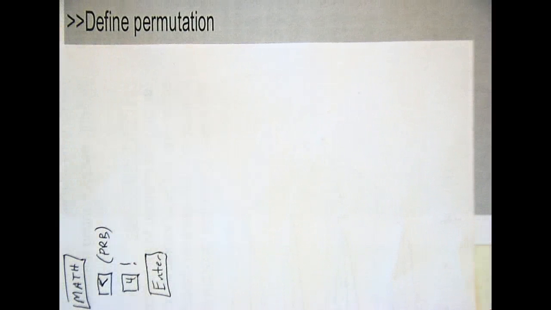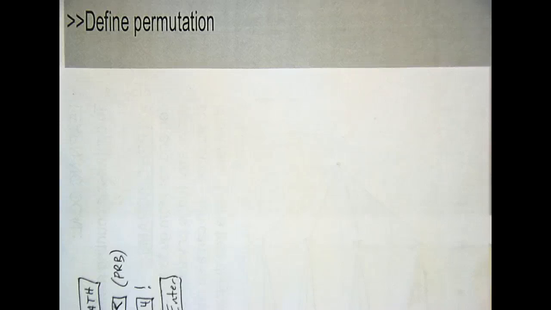Now you can define it: what is a permutation? Hannah? An arrangement of items in a particular order. Good, an arrangement of items in a particular order.